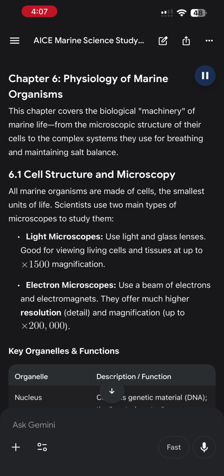6.1. Cell structure and microscopy. All marine organisms are made of cells, the smallest units of life. Scientists use 2 main types of microscopes to study them. Light microscopes use light and glass lenses, good for viewing living cells and tissues at up to x1500 magnification. Electron microscopes use a beam of electrons and electromagnets. They offer much higher resolution, detail, and magnification, up to x200,000.